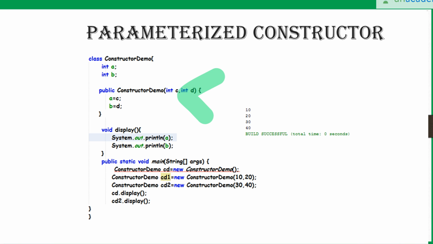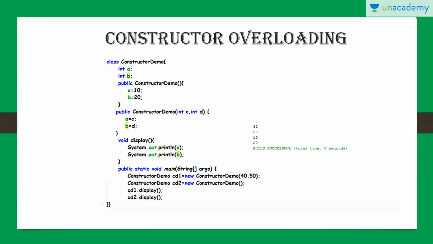Okay, so in this way we can give different values for different objects to initialize with different values. Now here basically if I try to print out the values of the first object and second object, then it will print 10 and 20 for the first object and 30 and 40 for the second object. So basically here I am initializing my variables for different objects with different values. Okay, now let us see constructor overloading, guys.